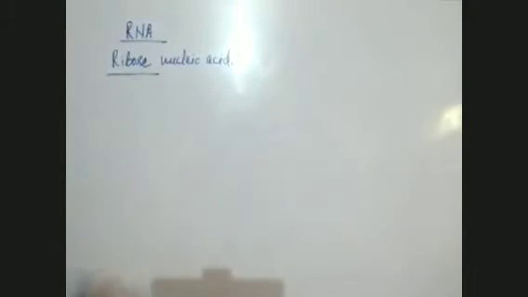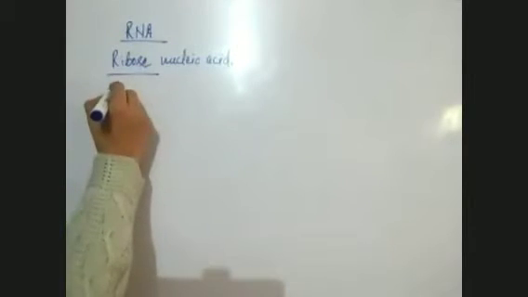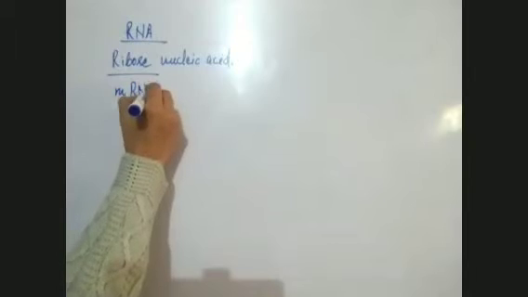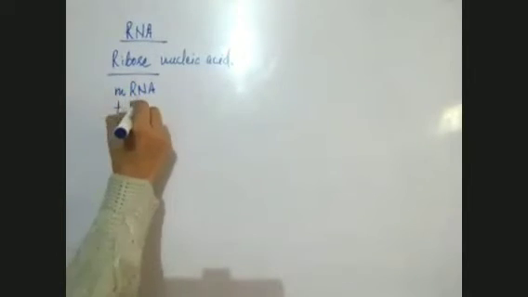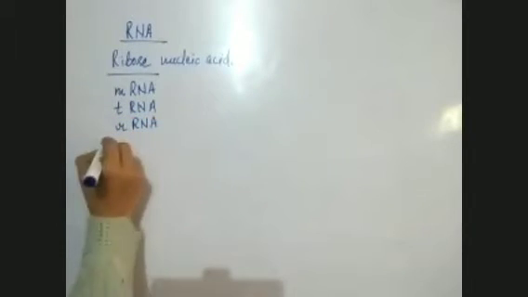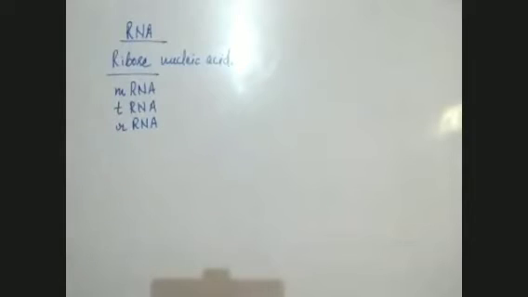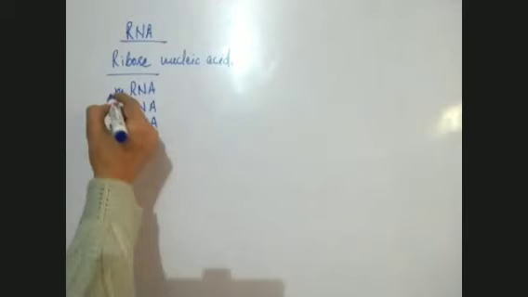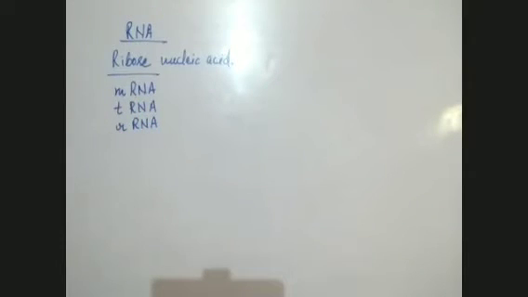And this has the pentose sugar named ribose, and then it has the nitrogenous base, and it has phosphate. So for RNA, there are three types. I think you all must have heard about mRNA, tRNA, and rRNA. The full forms are messenger RNA, transfer RNA, and ribosomal RNA.